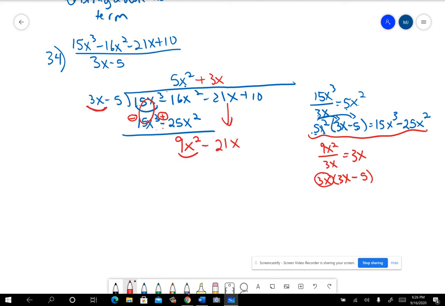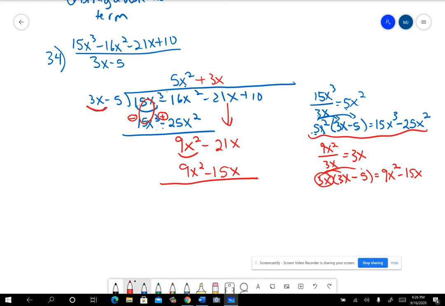Right, when you do that, 3x gets distributed. So you get 9x times x, which would be x squared, and then you get a minus 15x. All right, so that's going to go right here: 9x squared minus 15x. Now don't get ahead of yourself. All we're doing right now is the multiply back step.